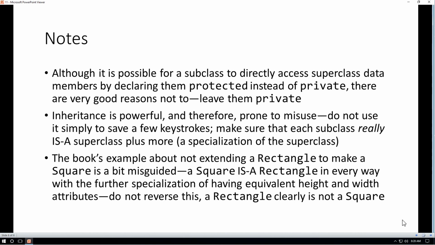So the lesson here is one must be very careful in developing superclass subclass relationships and always ensuring that the subclass is a superclass plus some more.